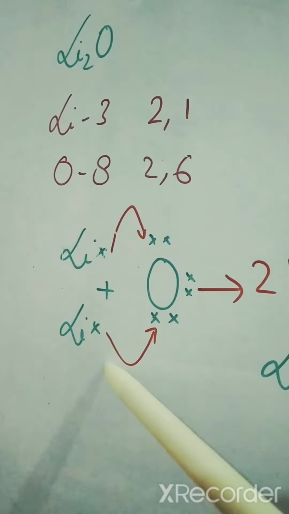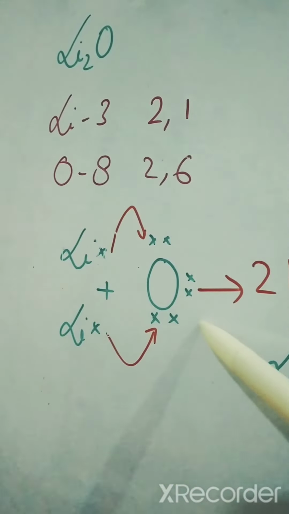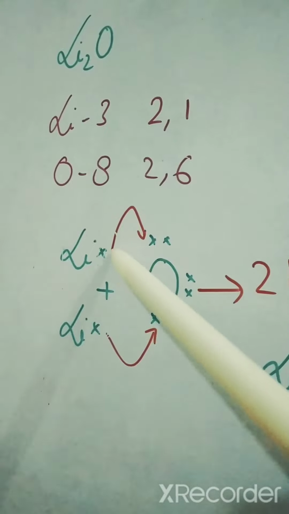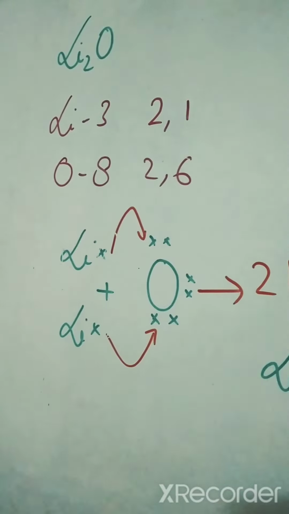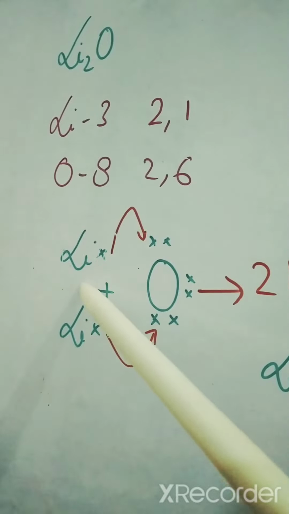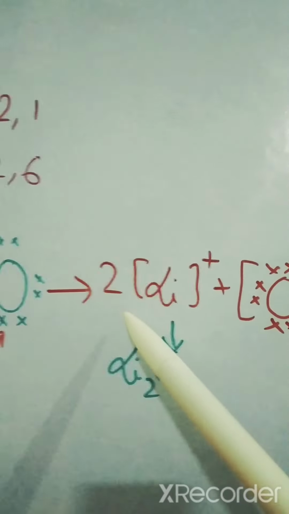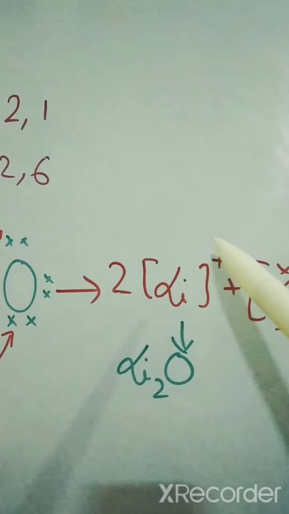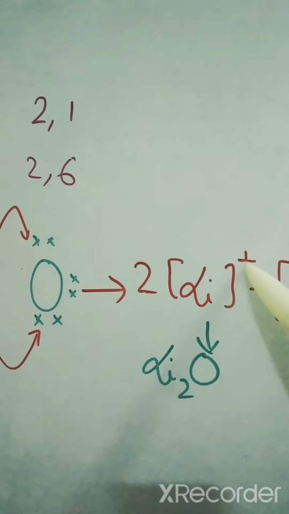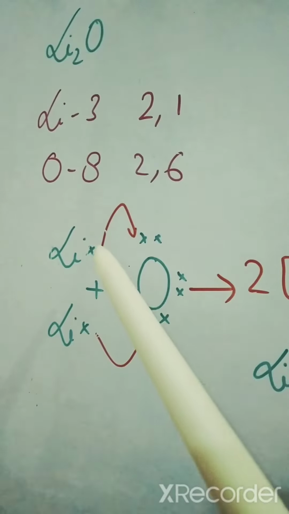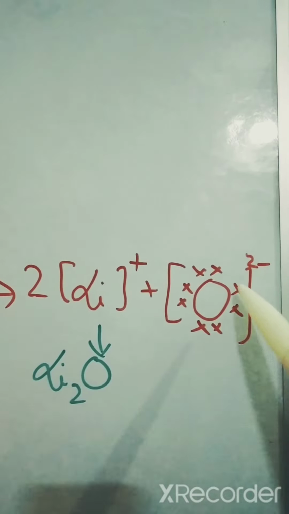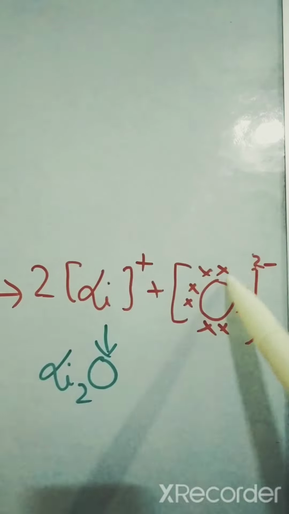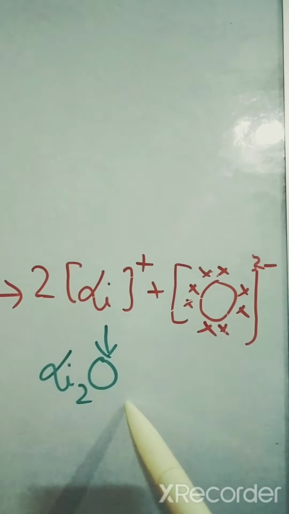So we will take 1 more lithium, and this lithium will also give 1 electron to oxygen. So how many lithium do we have? 1 and 2. 2 lithium, so 2 Li giving 1 electron each. So 2 Li, and then plus 1, because there are 2 lithium and they are giving 1 electron each. Then we have only 1 oxygen gaining 2 electrons, so 1 oxygen and 2 minus charge. So this is the structure for lithium oxide.